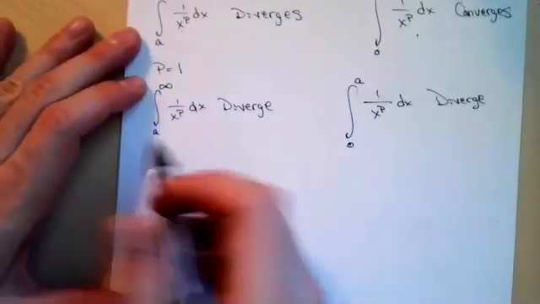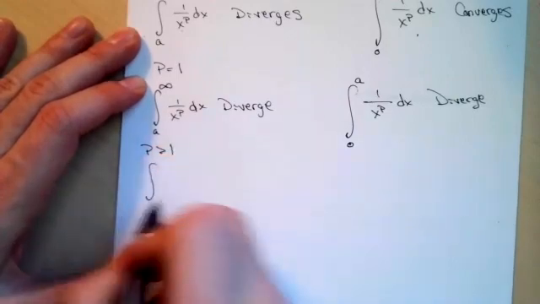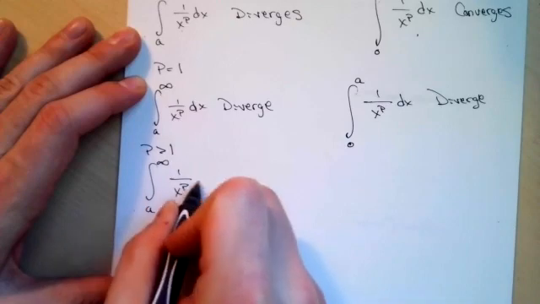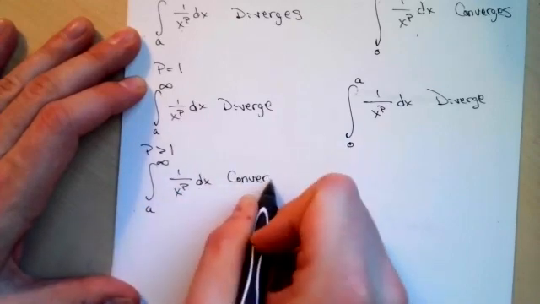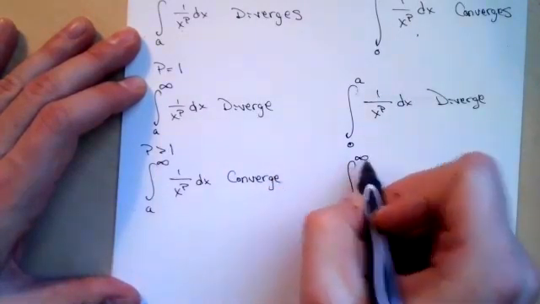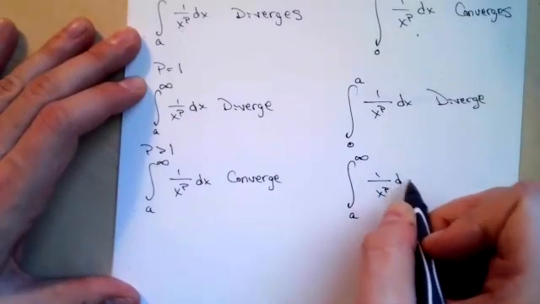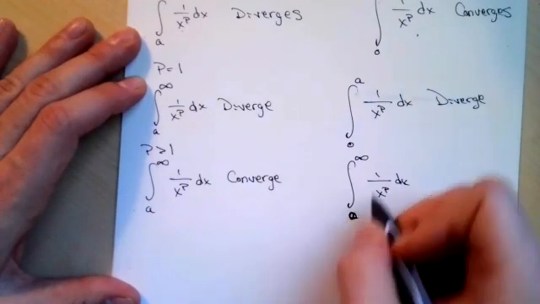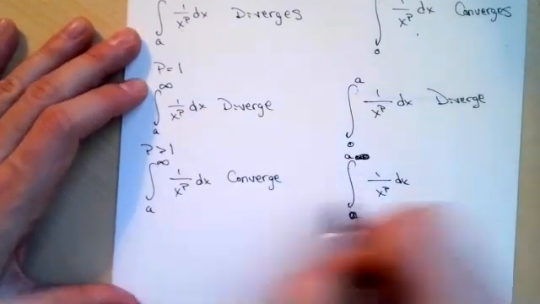And then lastly, p bigger than 1. It'll converge when we integrate out to infinity, and it will diverge. Whoops, I've got to switch those: it will diverge from 0 to a when we integrate to the asymptote.